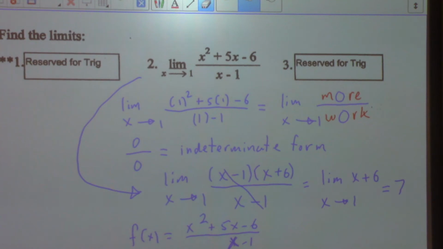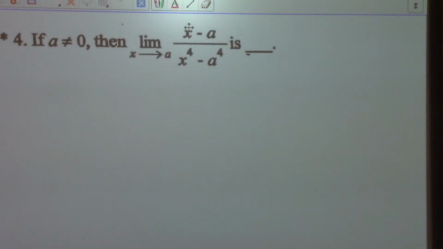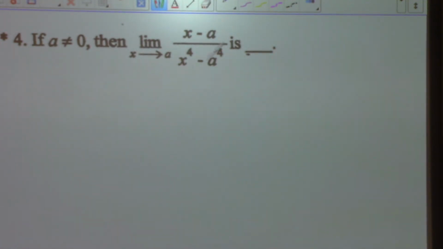Okay, let's go to this next one here. Now this one says already if a is not equal to 0, but you can see if we plugged in x equals a, you would get this goofy 0 over 0. So I want you to tinker around with this one and see if you can factor this out and figure out what that is.